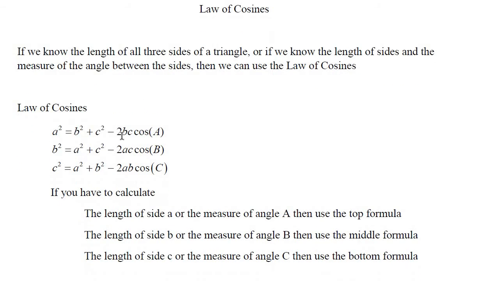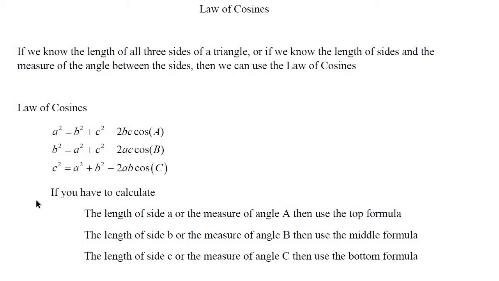One of them is a squared is equal to b squared plus c squared minus 2 times b times c times the cosine of A. The next one is b squared is equal to a squared plus c squared minus 2 times a times c times the cosine of B. And the last one is c squared is equal to a squared plus b squared minus 2ab times the cosine of C.